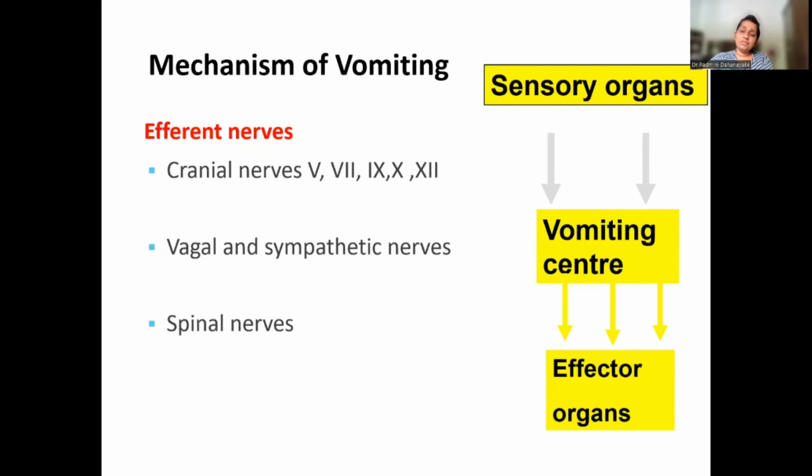So who are the efferent nerves? By looking at this slide, you can understand there are 3 sets of efferent nerves. First one is cranial nerves, like in your swallowing reflex, you have 5, 7, 9, 10, 12. So there are 5 cranial nerves, 5, 7, 9, 10, and 12. And you have vagal and sympathetic nerves as well as your spinal nerve. So these are the 3 sets of efferent nerves.